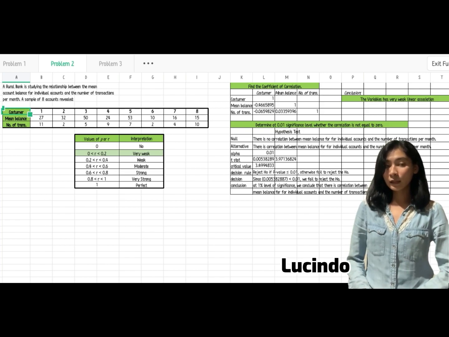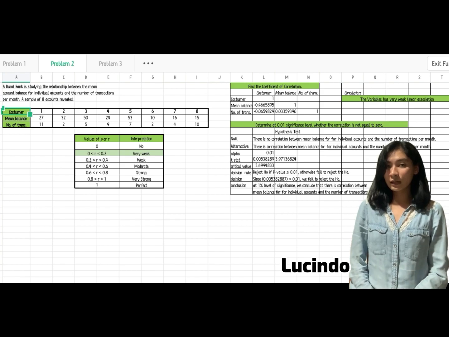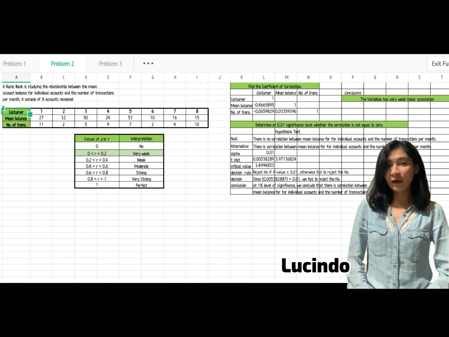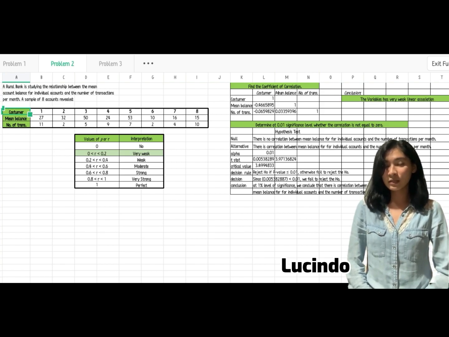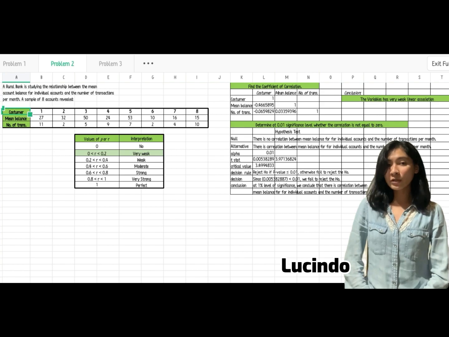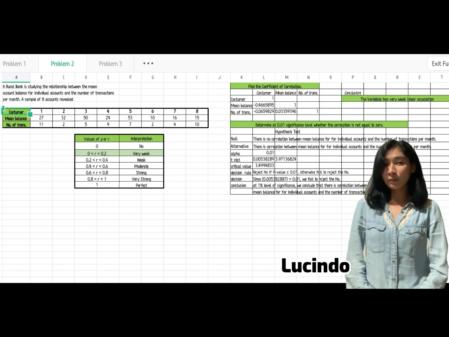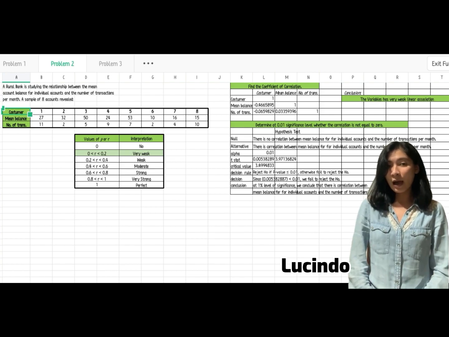The critical value is 3.5 and the decision rule is reject the hypothesis if the p-value is less than or equal to 0.01, otherwise fail to reject the hypothesis. Decision: since 0.005 is less than 0.01, we reject the hypothesis. And conclusion: at 1% level of significance, we conclude that there is a correlation between mean balance for individual accounts and the number of transactions per month.